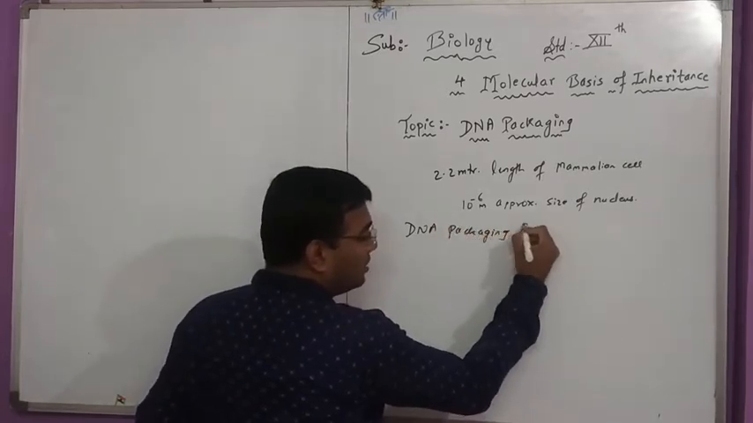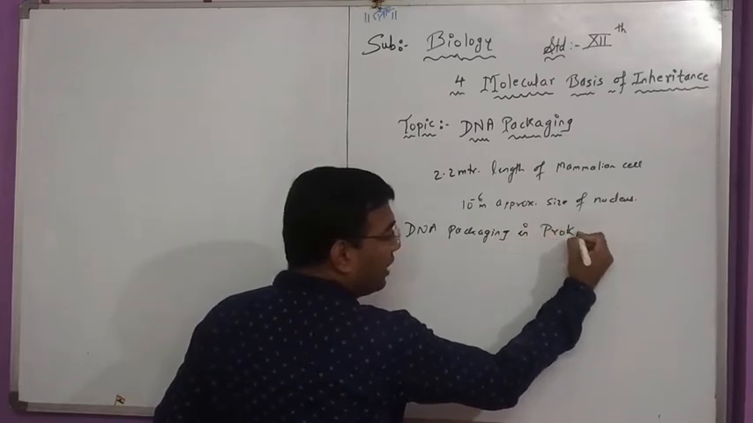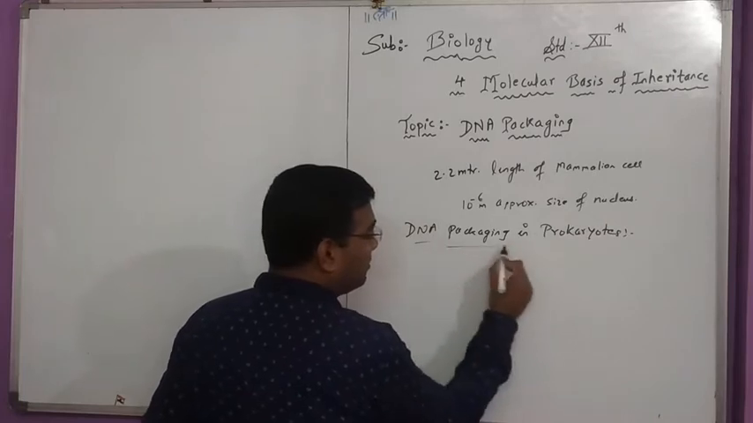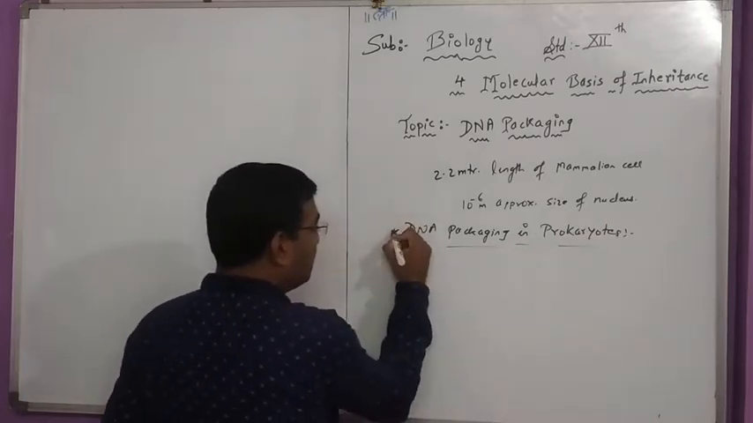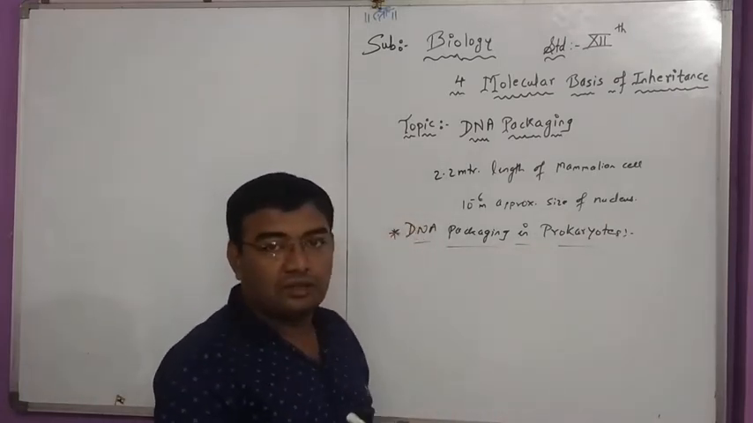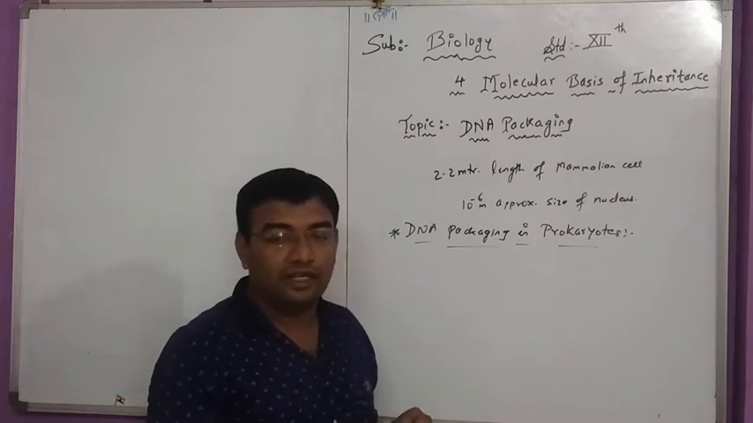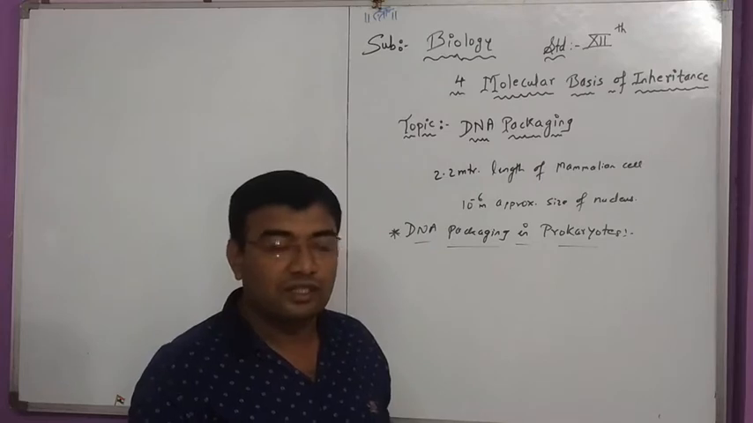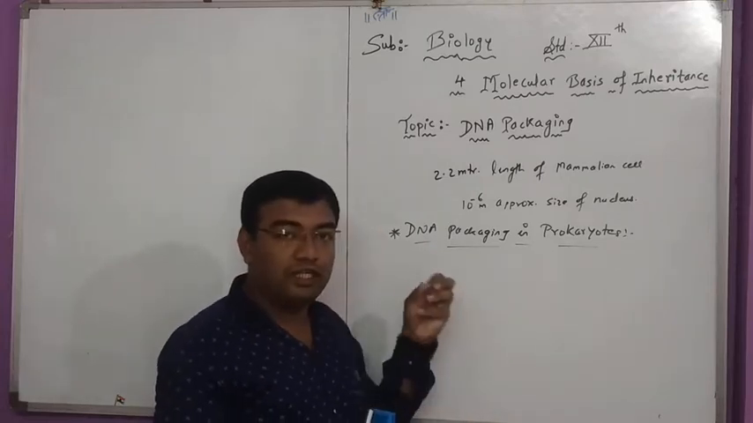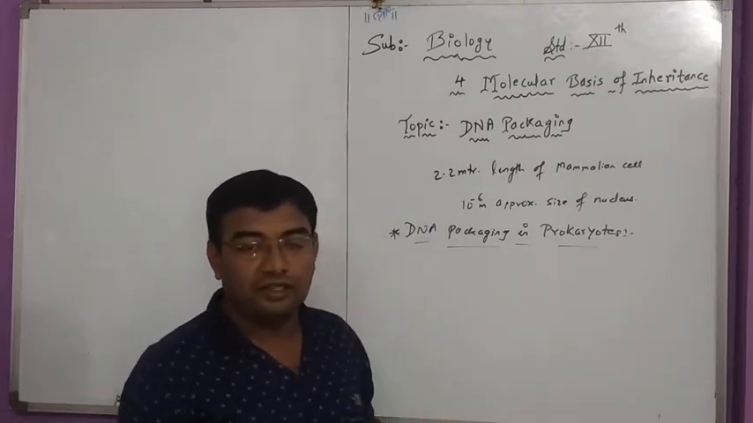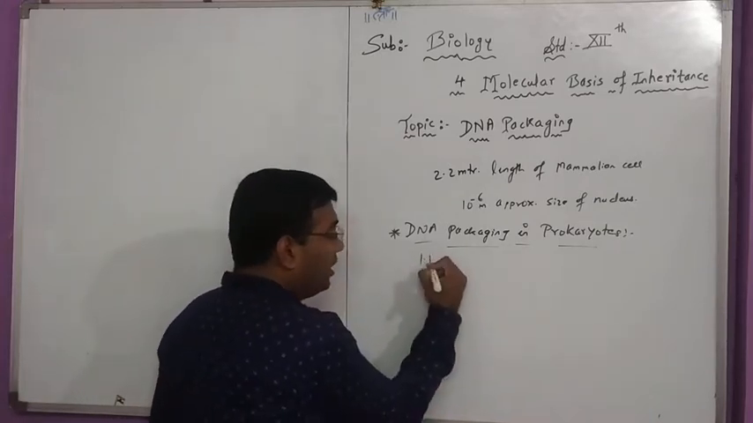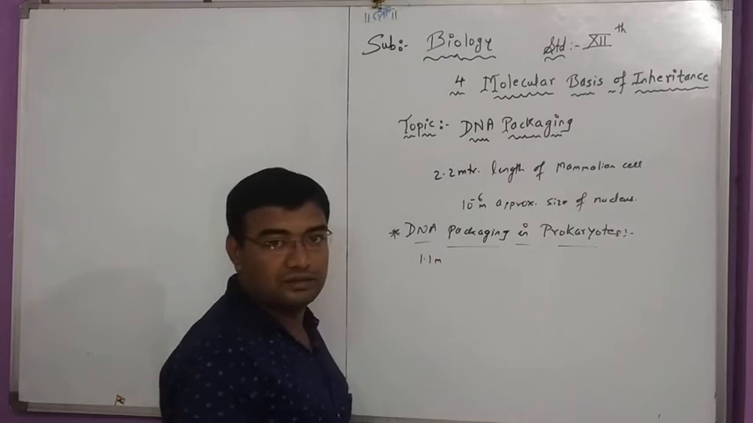So the first example which comes to our mind is DNA packaging in prokaryotes. How does DNA packaging take place in prokaryotes? Prokaryotes, as we know, don't have a well-defined nuclear membrane. They don't have a proper nucleus. Therefore, fitting the genetic material is very difficult. Generally, the size of the genetic material in prokaryotes ranges up to 1.1 meters.